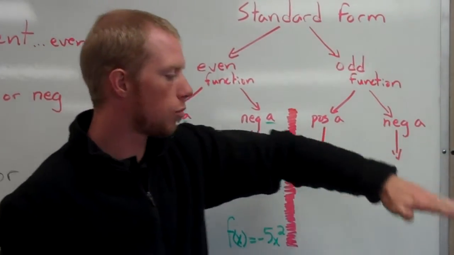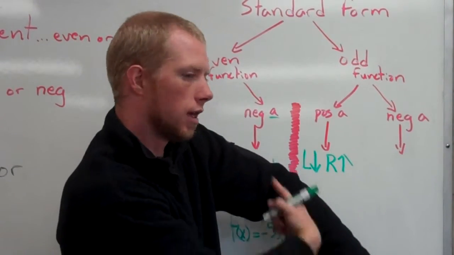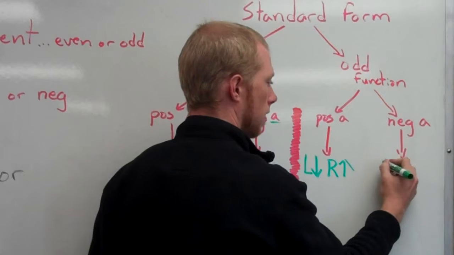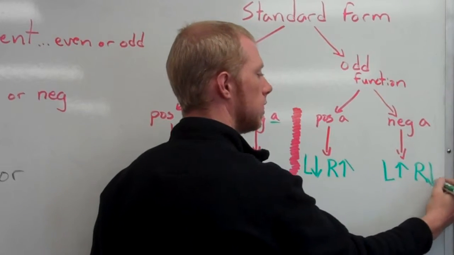and the right end goes up. If I have a negative slope, I'm going to have something like this, where the right end is going down and the left end is going up. So I have left up and right down.